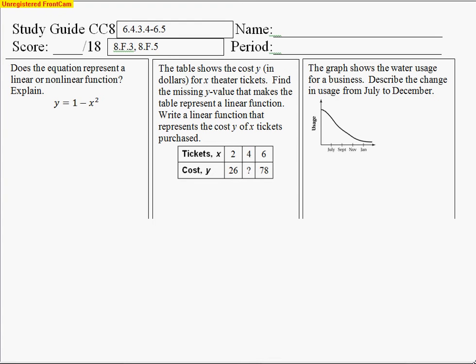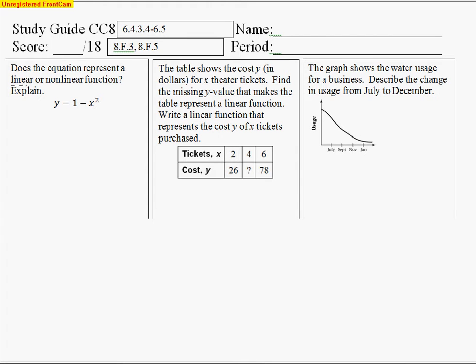These are the solutions for the study guide for Chapter 6, Section 4, Parts 3 and 4, and Chapter 6, Section 5. So let's take a look at our first problem here. And on this first one, they're asking, does the equation represent a linear or nonlinear function?